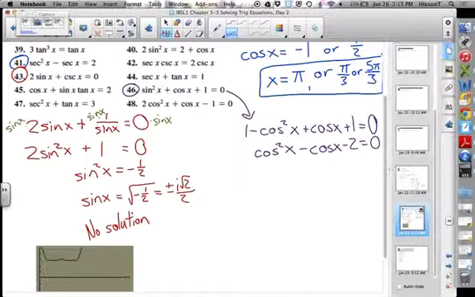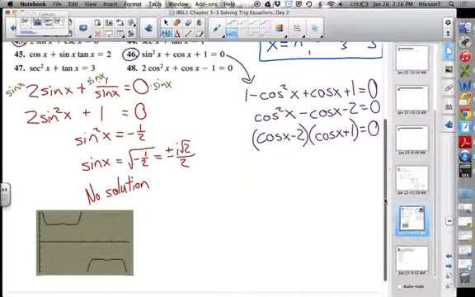So now this one factors: cosine x minus 2 times cosine x plus 1. That leaves us with cosine equaling 2 or -1, right? So now what? It equals pi. Cosine is -1 at pi.